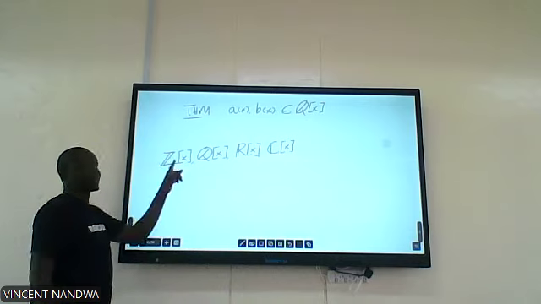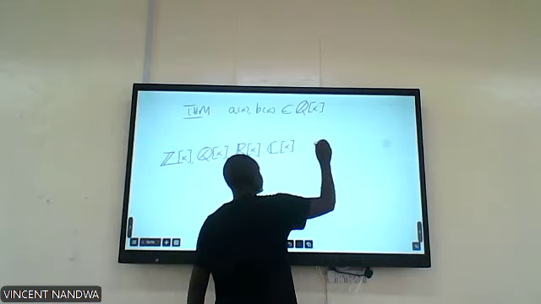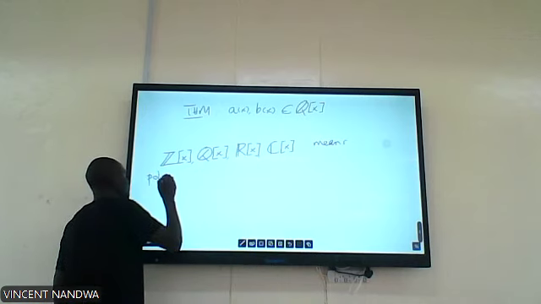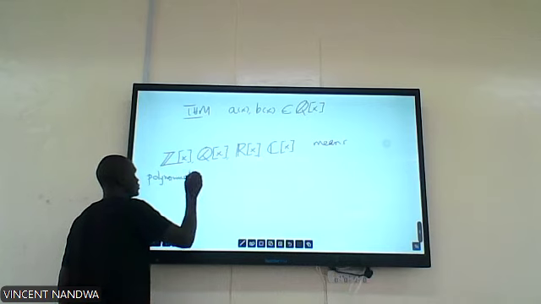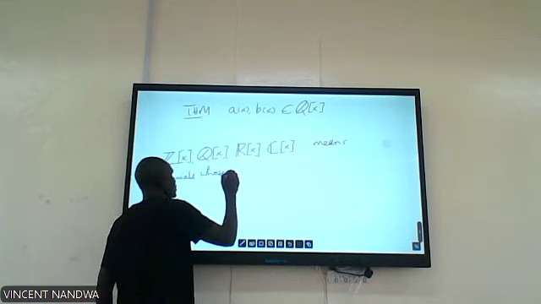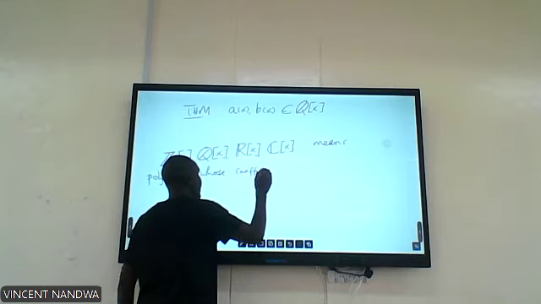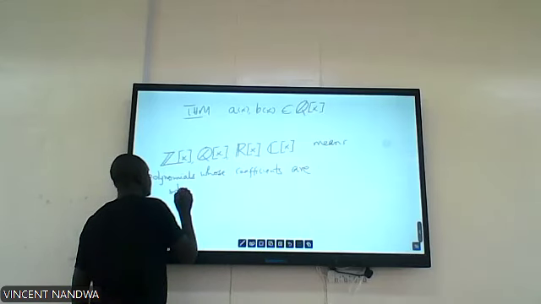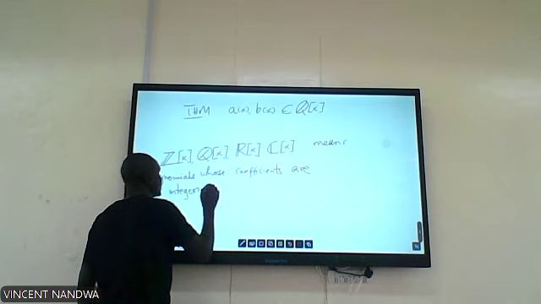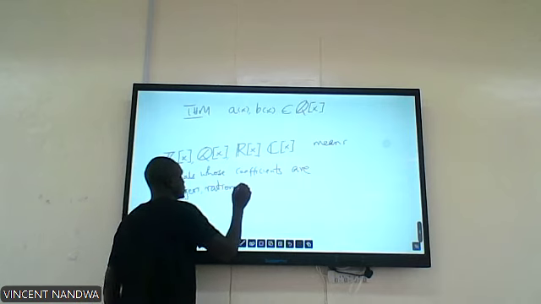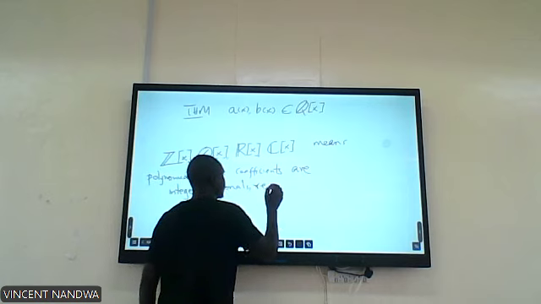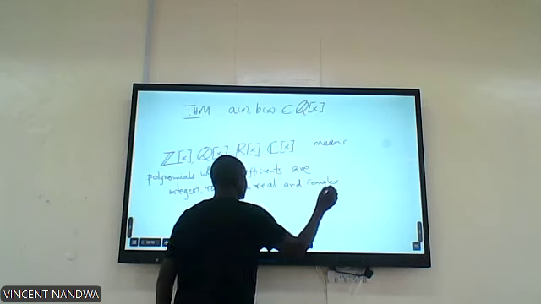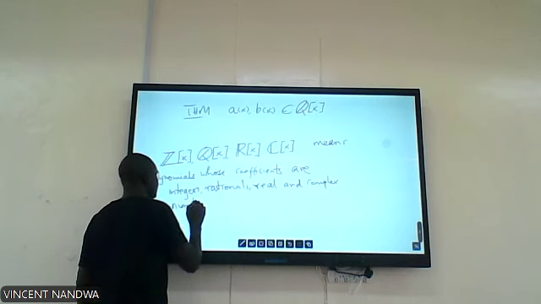Let's note that these are square brackets. Means polynomials whose coefficients are integers, rational, real, and complex numbers respectively.